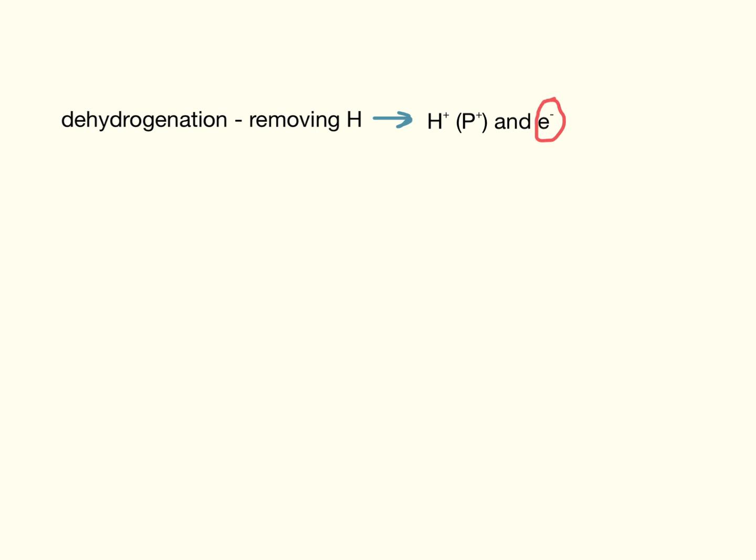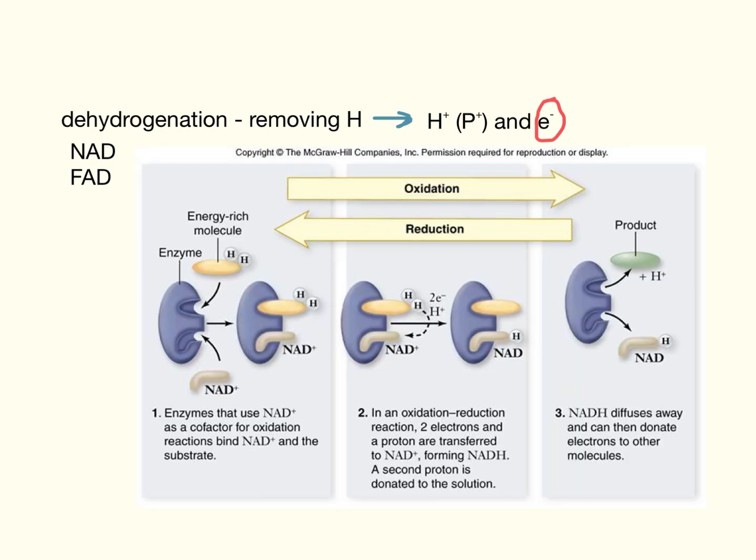Something must hold the electron until it is needed. This is the role of the coenzymes NAD and FAD. This image illustrates how these coenzymes assist in the dehydrogenation reactions. This energy-rich molecule is one of the intermediates in the respiration pathway. This molecule attaches to the enzyme and hydrogens are removed. The coenzyme is there to accept the electrons that are released.